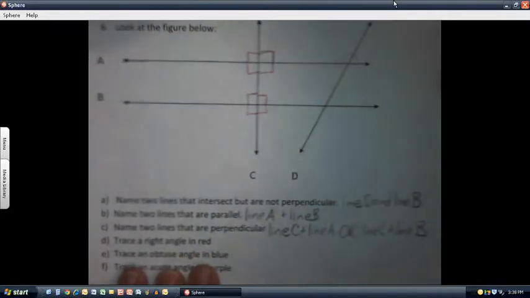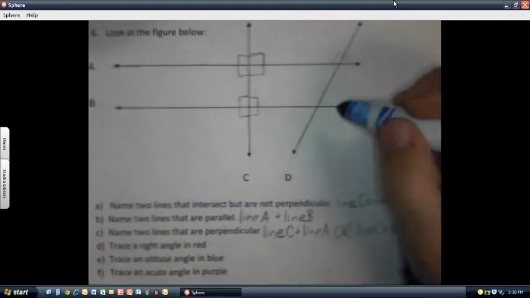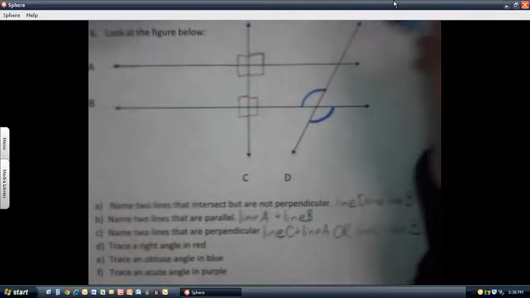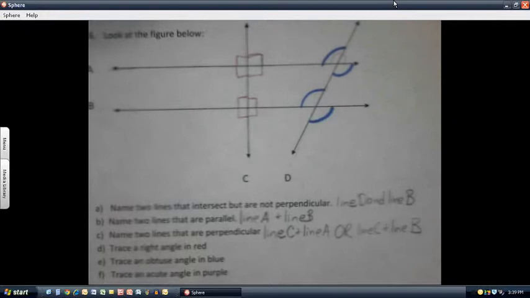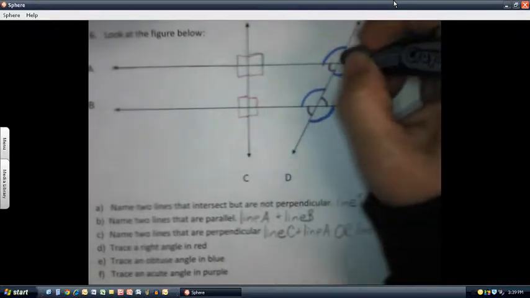Trace an obtuse angle in blue. Well, there's also several obtuse angles. There's one here. There's one here, there's one here, and there's one here. Any of those would be correct. And then purple, we want an acute angle. That's going to be here, here, here, and here.